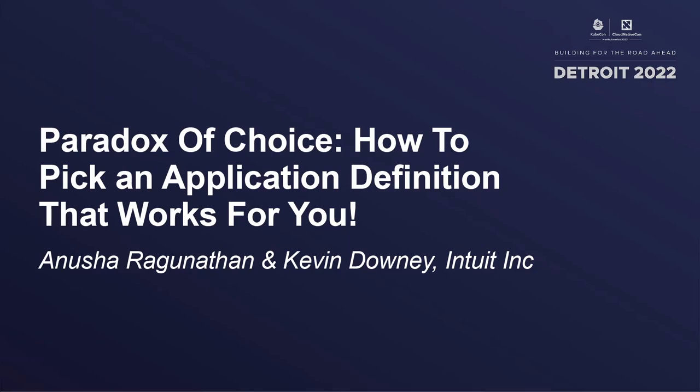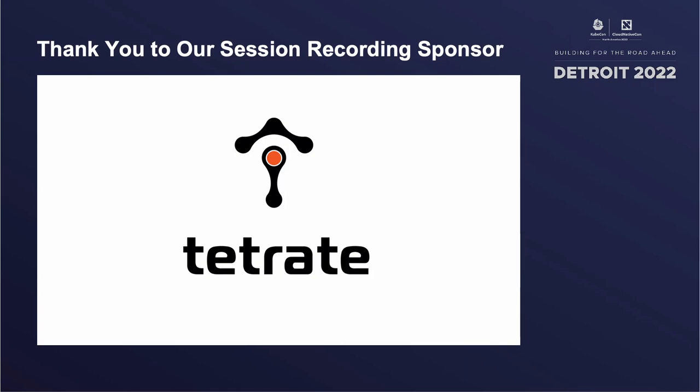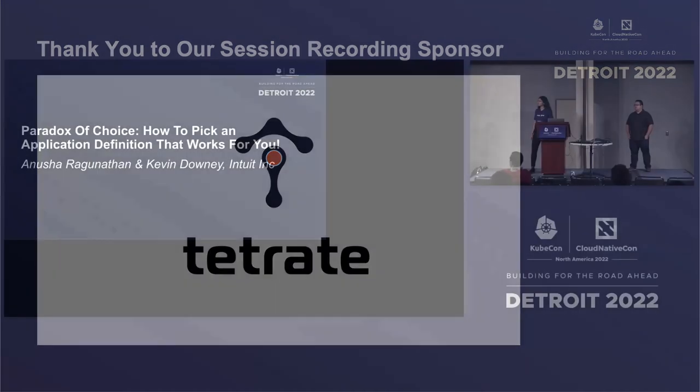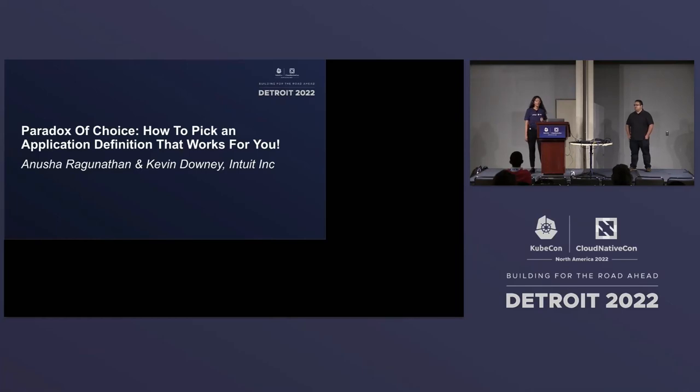Welcome to our talk. Today we're going to be talking about the paradox of choice, how to pick an application definition that works for you. My name is Anusha Ragunathan, and with me is Kevin Downey, and we're software engineers working at Intuit.